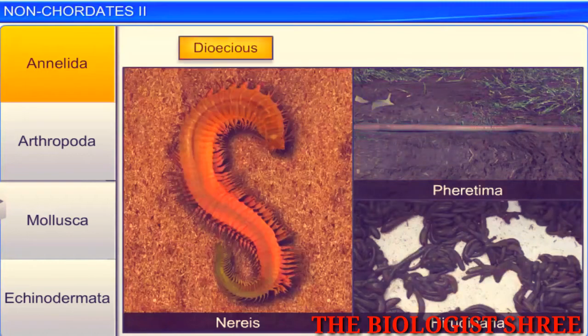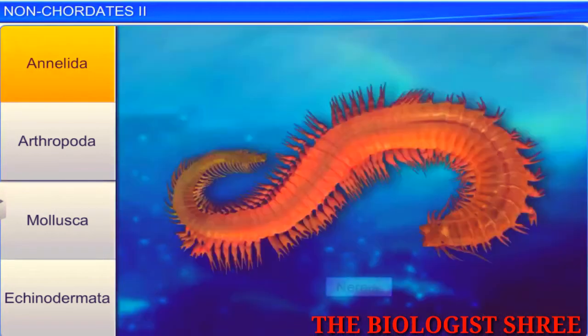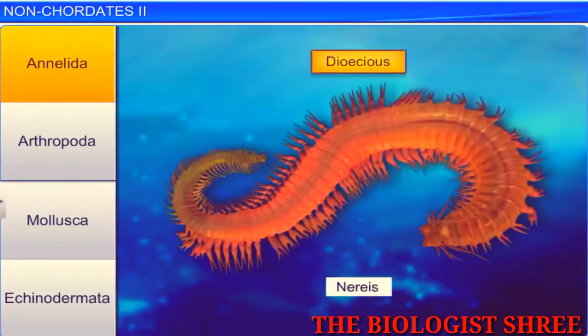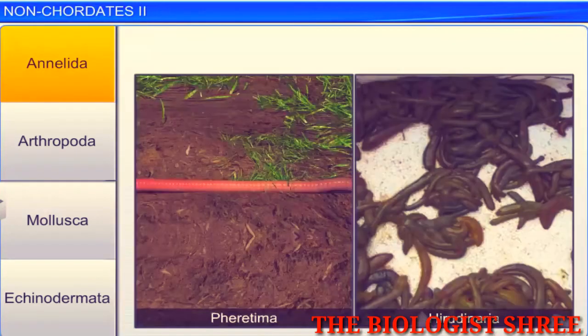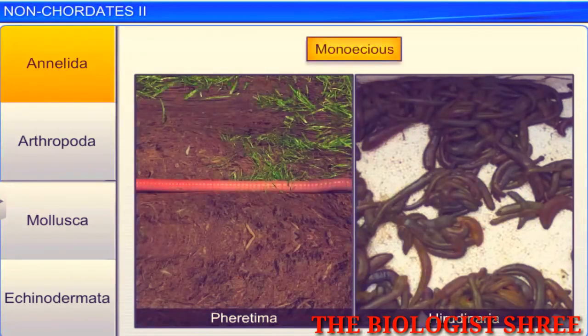Annelids are both dioecious and monoecious. Nereis is dioecious, while Pheretima and Hirudinaria are monoecious and exhibit sexual reproduction. Pheretima and Hirudinaria are some common annelids.